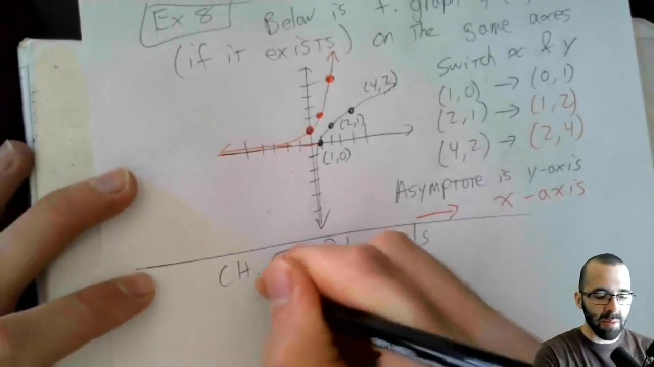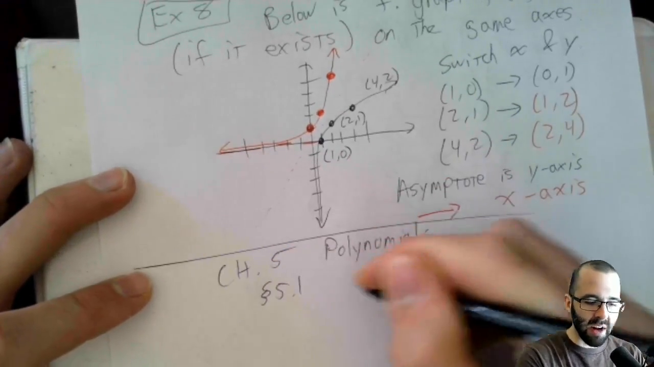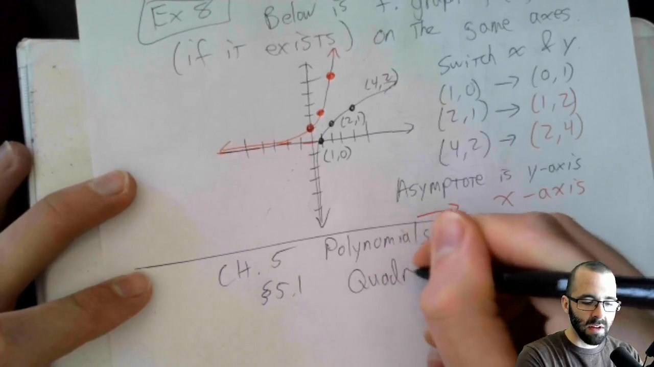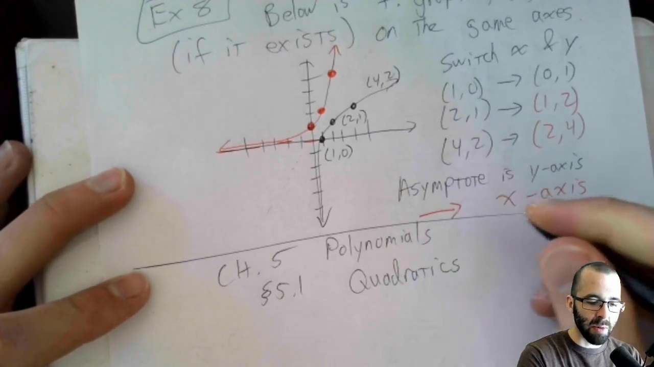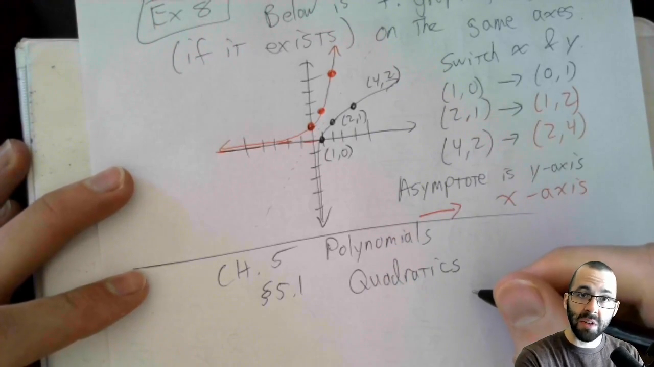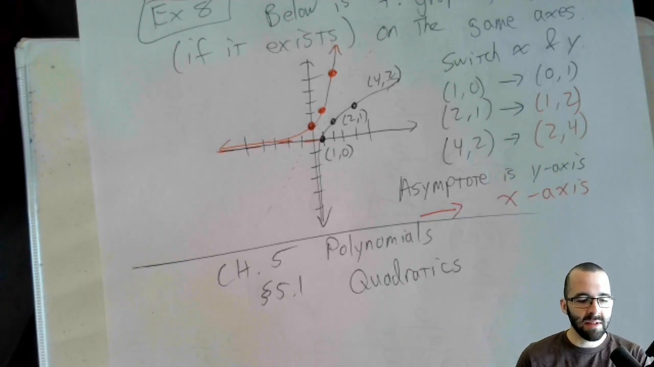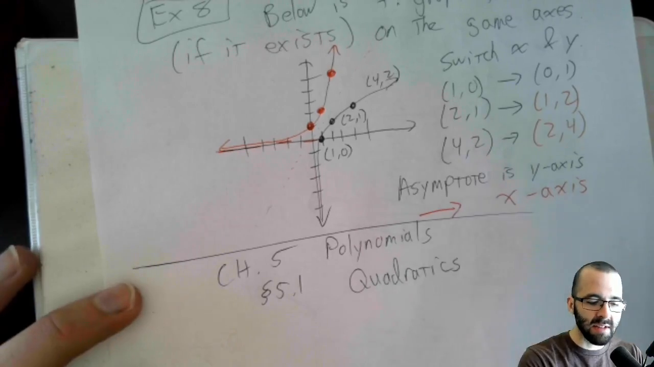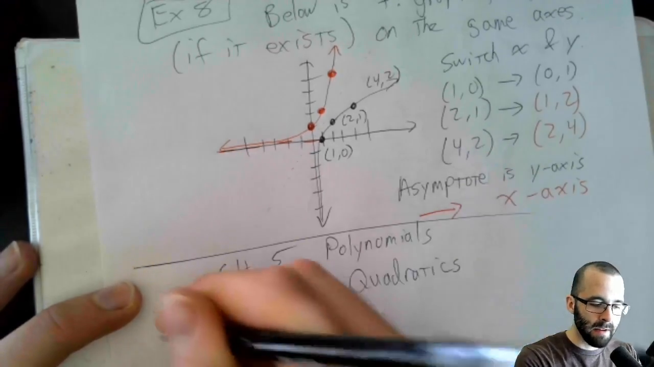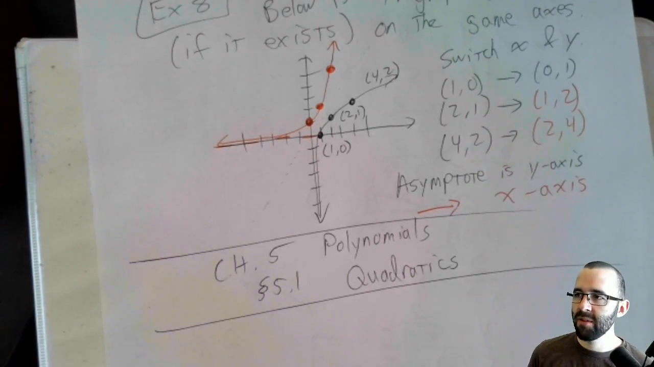And we're going to start with 5.1, quadratic functions. Quadratics are just second order polynomials, polynomials with degree 2. It just means there's x's and the exponents don't get any bigger than 2 for quadratics. All right? And that's what we're going to be talking about for the rest of today.